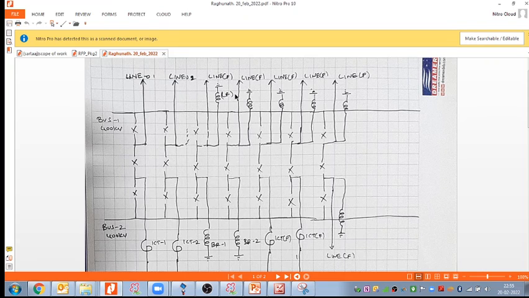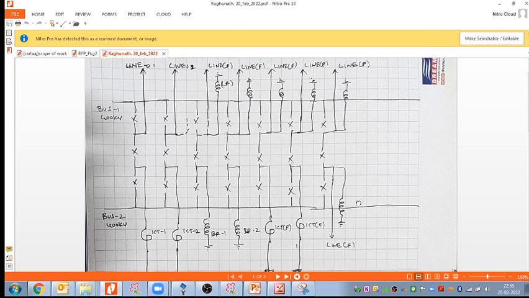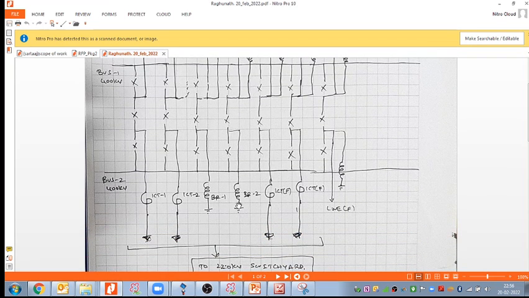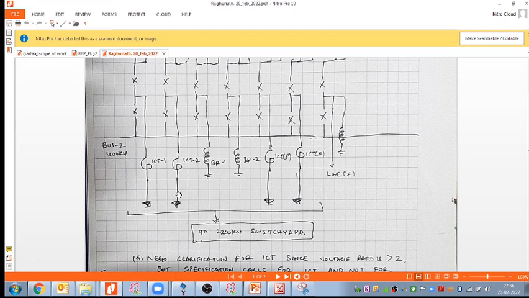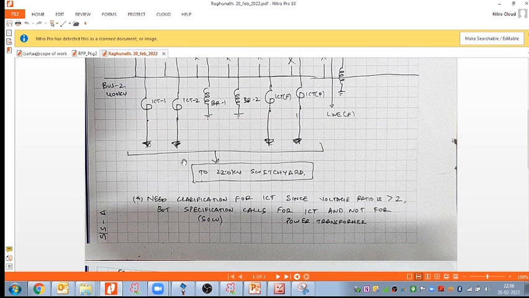Even though we will discuss all these things in detail, you have done some advanced work, so for you I'm putting my observations. The bus reactor does not require the NGR, so that is okay. ICT 1 and 2, bus reactor 1 and 2, fine. ICT future, both 220 kV, is okay, correct.